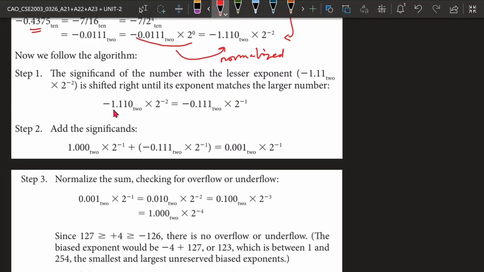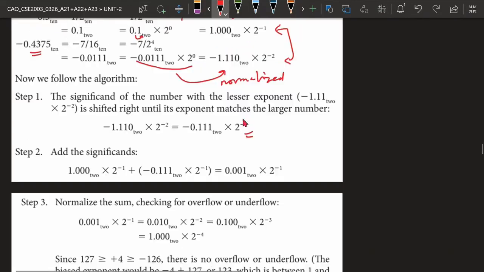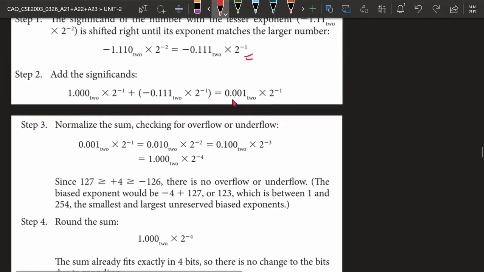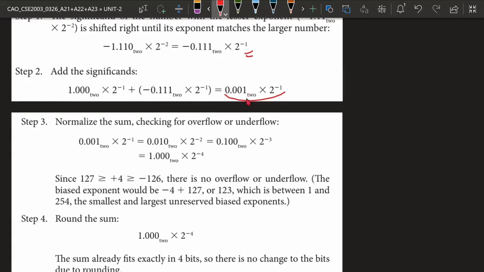Once we shift its digits to the right, it should be 0.111 and 2 to the power minus 1 will remain. So now both have the same exponent, 2 to the power minus 1. Now we should add the significands. Once we add them, the result comes out like this. After addition, this is the result.